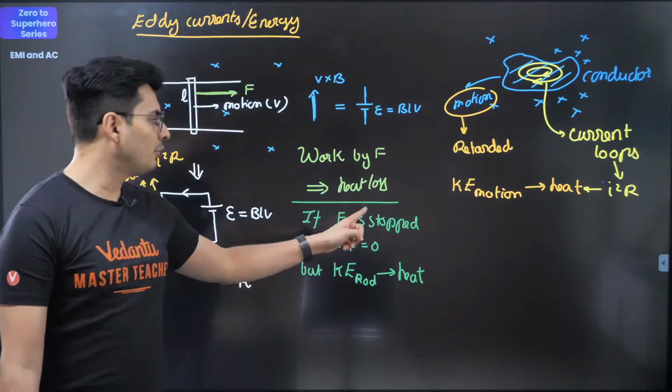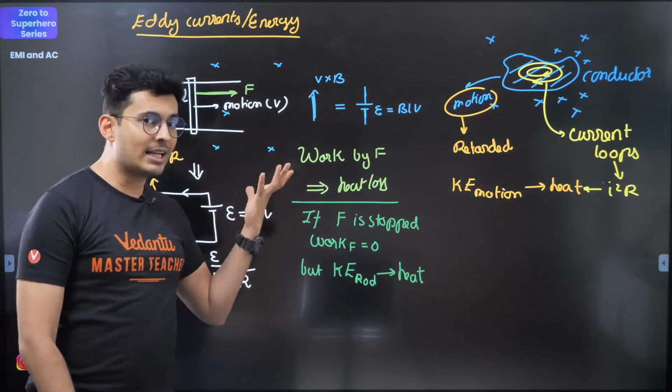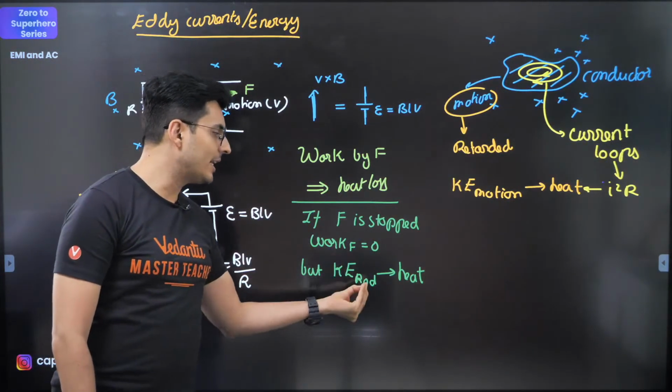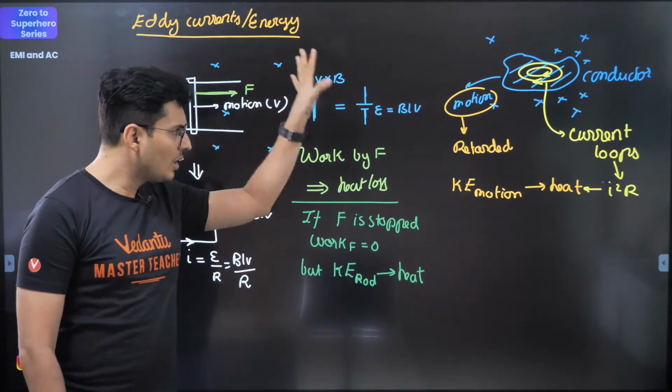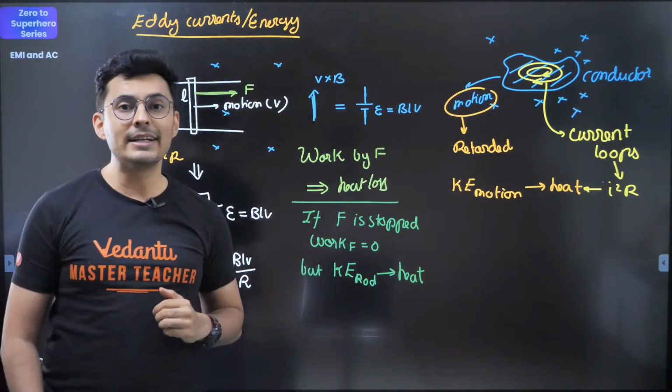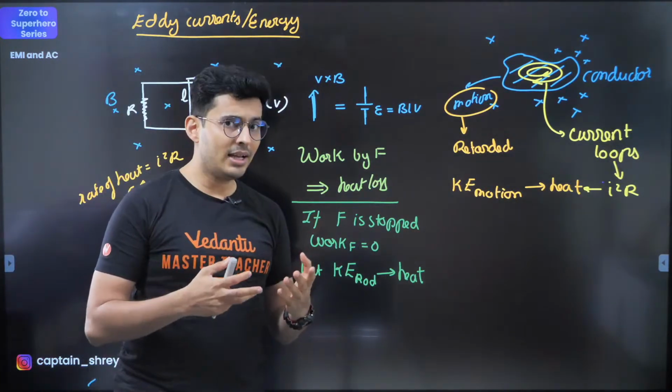So if the force is stopped, the work done by the force is zero, no more work. Where will that energy come from? It will only come from the kinetic energy of the rod, which gets converted into heat. Now this problem is also the basis of eddy currents. It's the basis of eddy currents. Why? I'll tell you.